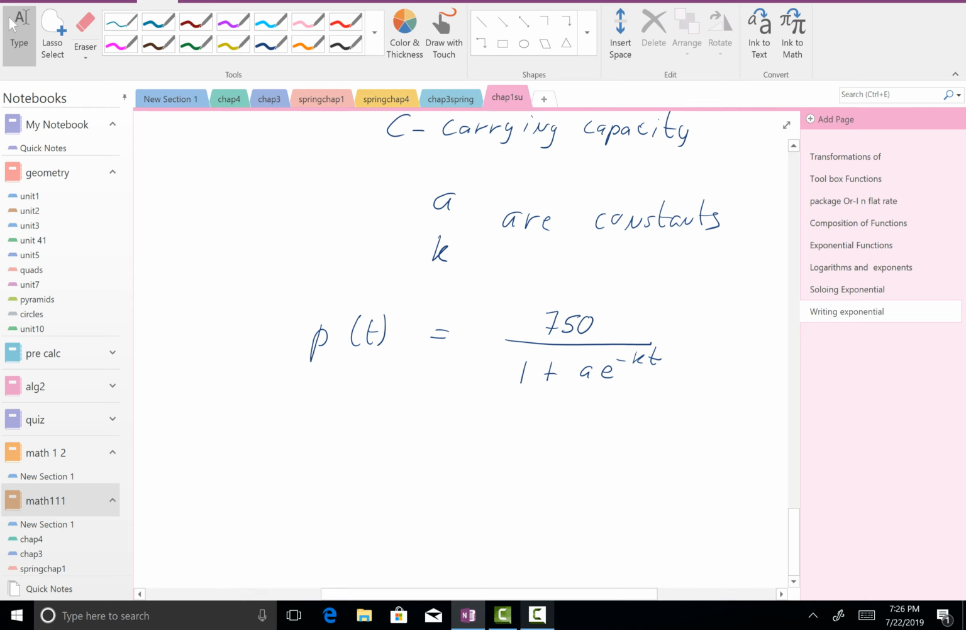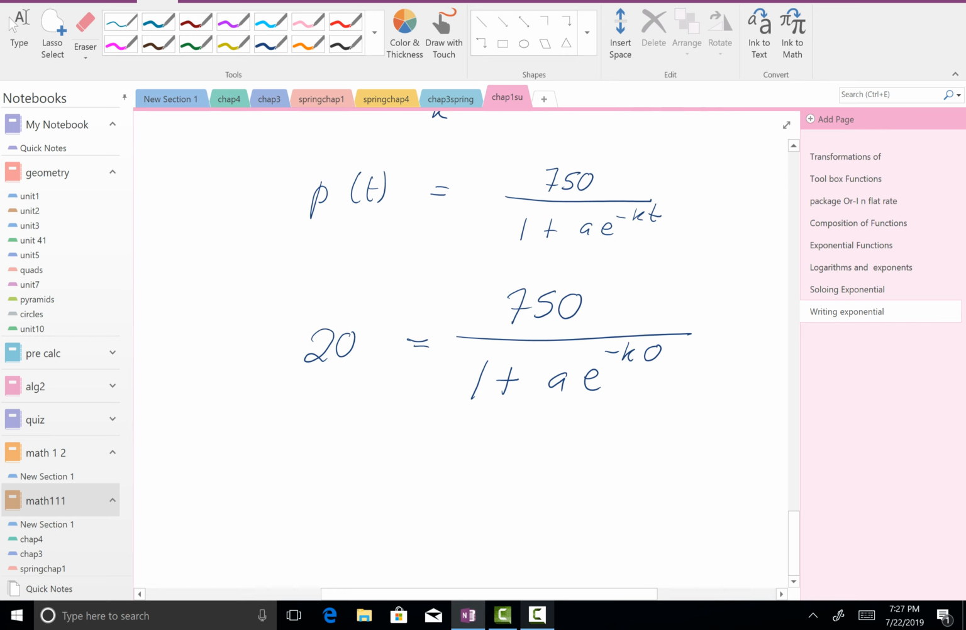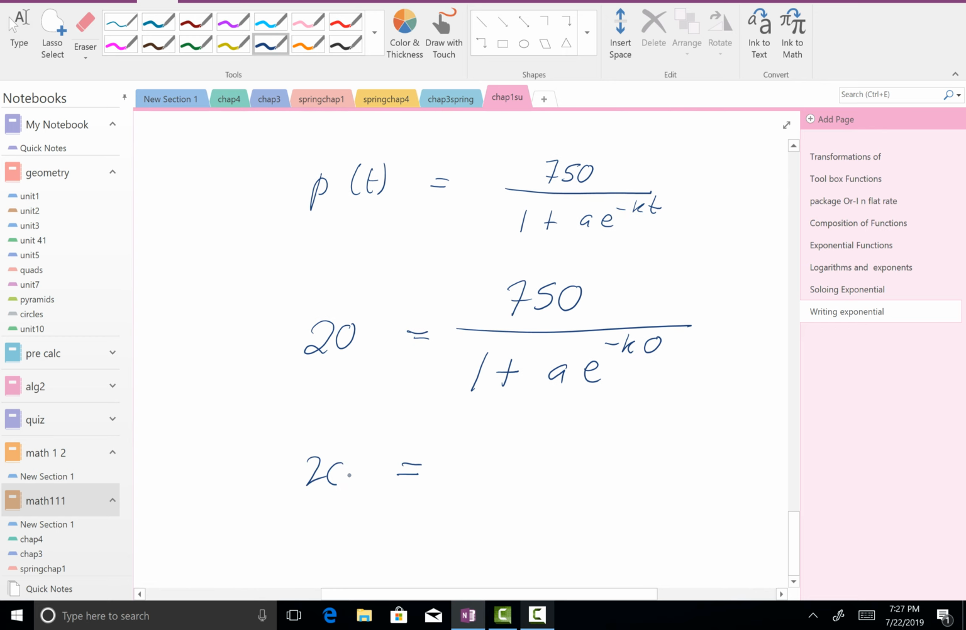What is anything to the 0 power? 1. Okay, so this is exactly like that second to last question that you guys have on your little project thing, because it's going to ask you to find this equation. So anything to the 0 power is 1. That means e to the 0 power is 1. That makes this really nice, because now I have 1 plus A times 1, so it's just 1 plus A.